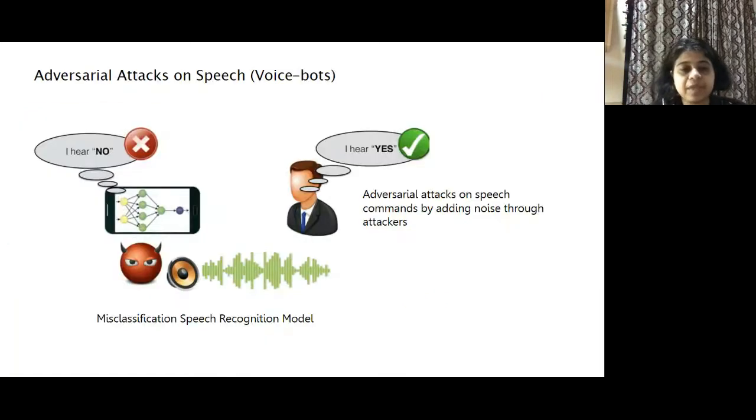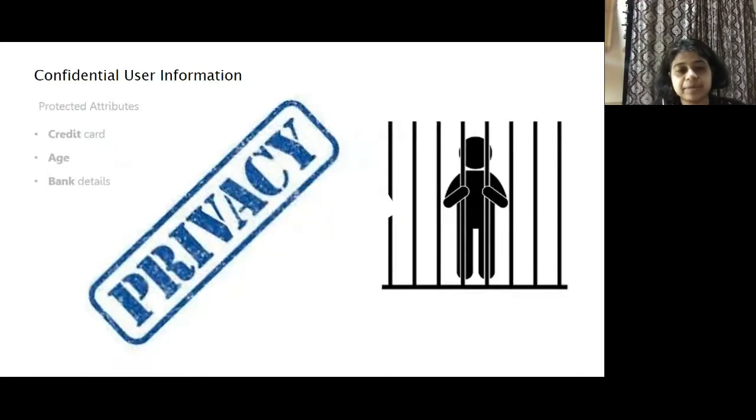And even in voice bots, not only chatbots, we can see adversarial attacks on speech, where the "yes" gets translated to "no" by adding noise. So let's see how we can help prevent these attacks, or what the consequences are if we can't prevent those. Privacy is mainly concerned with protecting confidential information, and what are those?